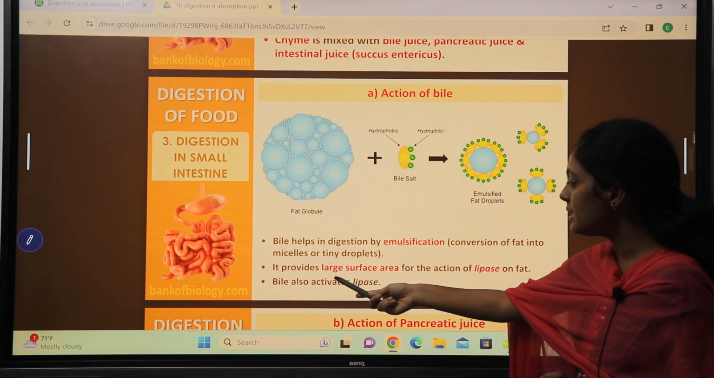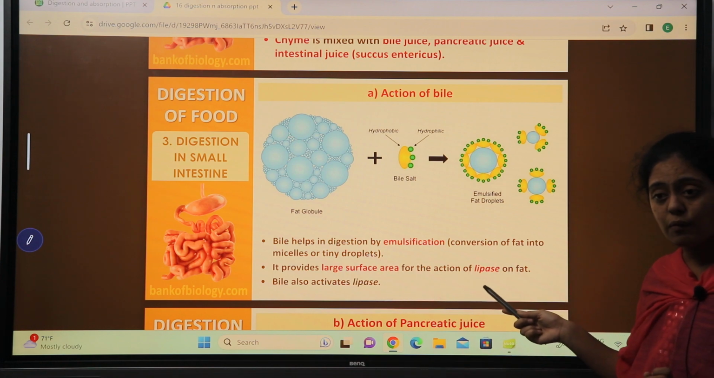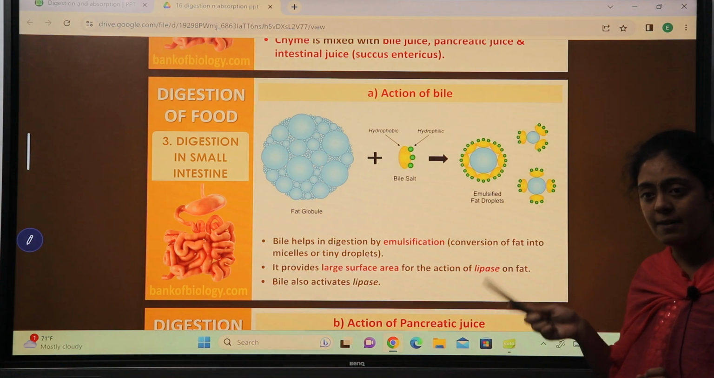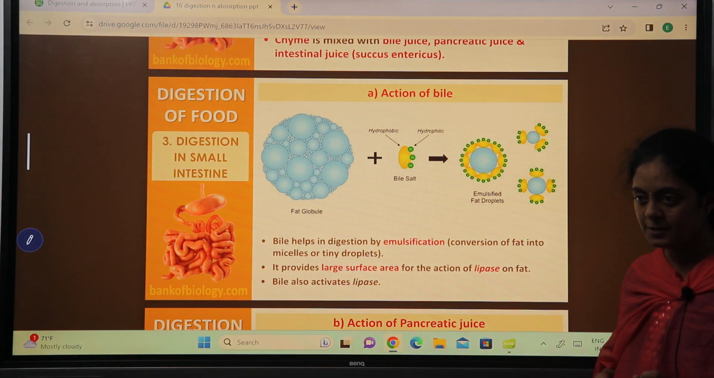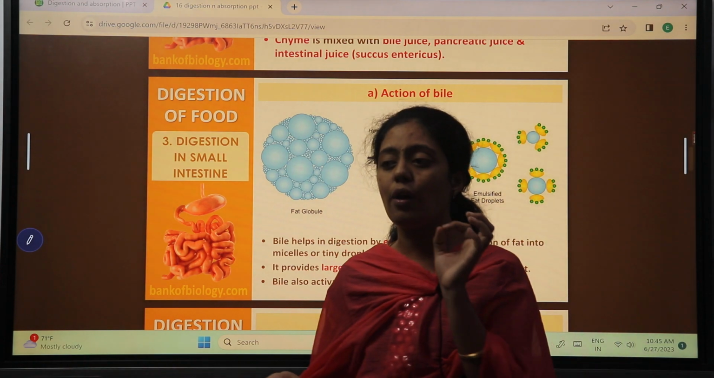What is the use of this? It provides large surface area for the action of what? Lipase. What is lipase? Lipid digesting enzymes are called lipase. Did you all understand what is the role of bile? Bile helps in emulsification of fats.